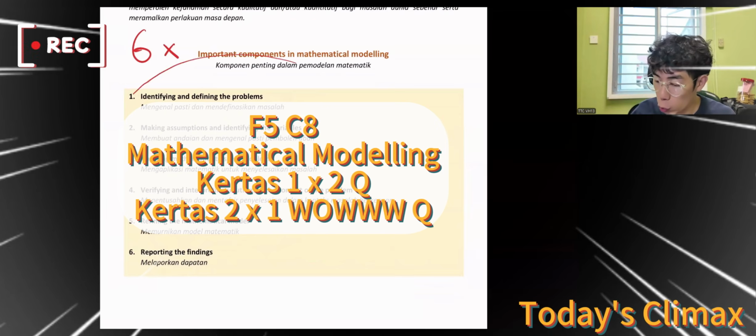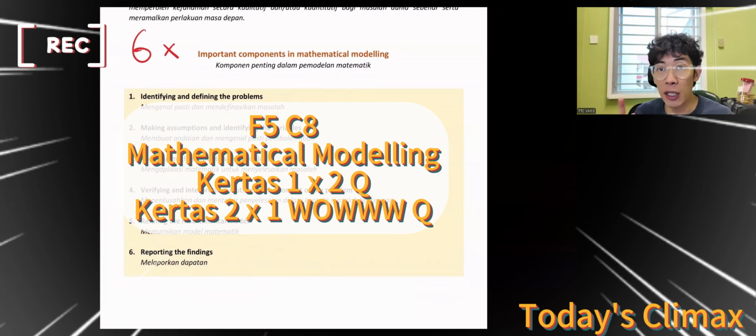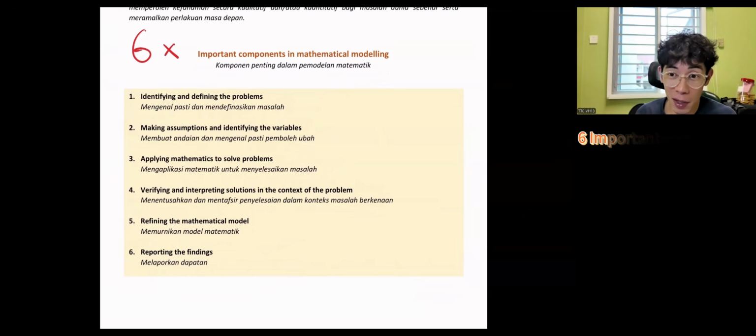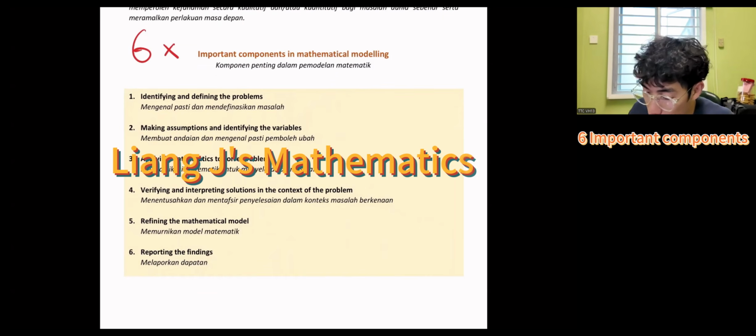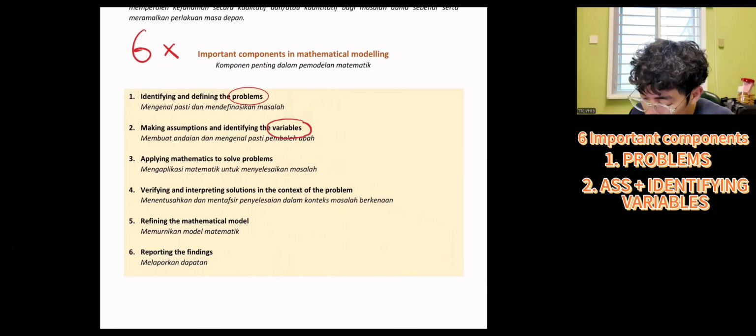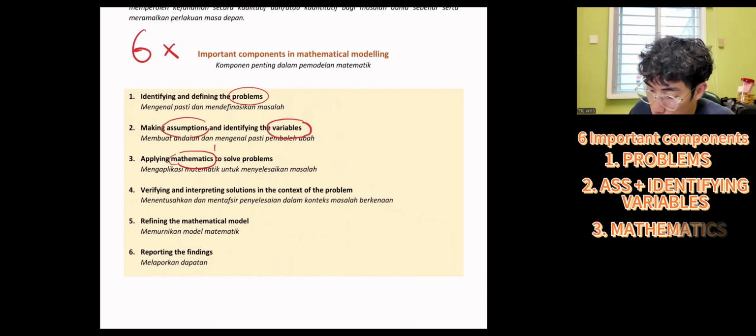Rest of the students, you really go through this thing with me. So this is that very important 6 component that comes out 1 mark in your paper 1. Okay, 1 mark only. So this 1 mark, you circle with me: identifying and defining problems, making assumptions and identifying variables, applying mathematics. You put it here for me, for students where you haven't written anything yet.